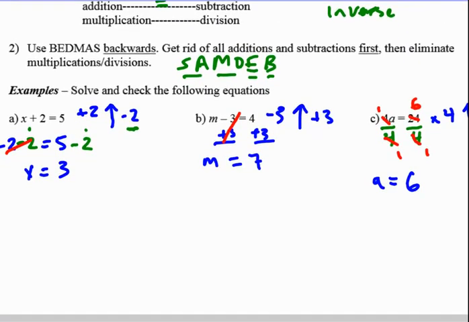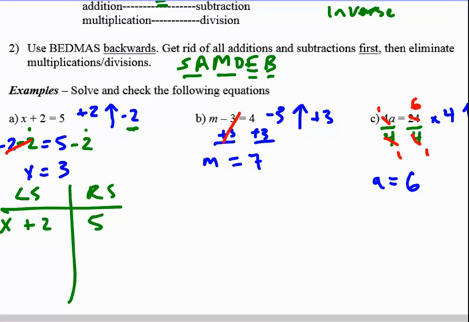Oh, it says to check. So what I'll do is I'll show you one check. How would you check that? You can do left side, right side. On this side, we had x plus 2 and 5. If we substituted our answer in for the x, what will we get? 3 plus 2 is 5. So left side equals right side. So therefore, we're correct. And we could do this for each one.